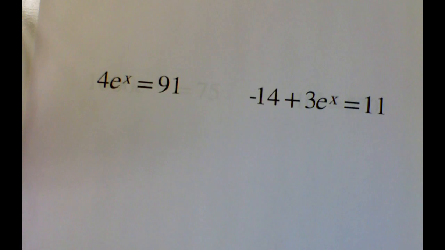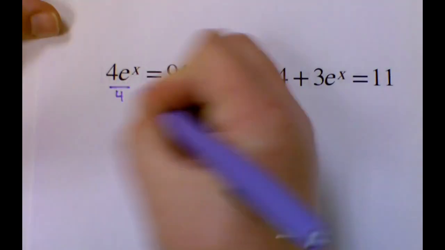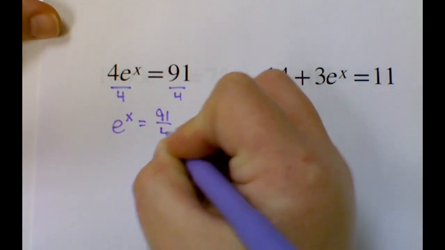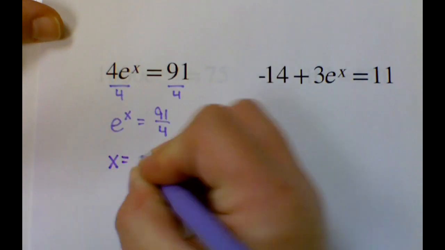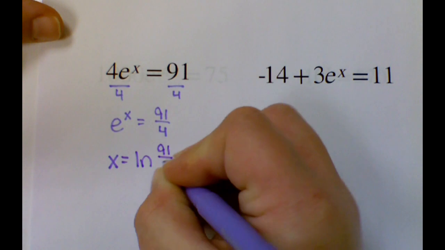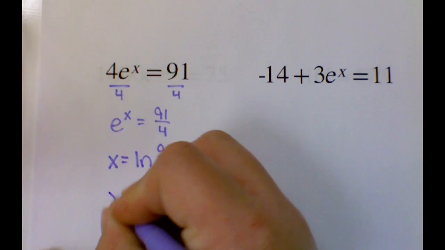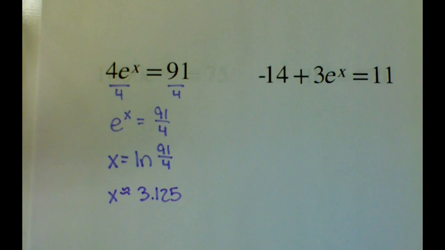All right, some more solving for us. 4e to the x power equals 91. To get the x alone, I need to divide by 4 first. So e to the power of x equals 91 over 4. To undo e to the x power, I need a logarithm. So the natural log of 91 over 4 will equal whatever x is. Type that into my calculator. I get that x is approximately 3.125. Remember, always go 3 decimal places.